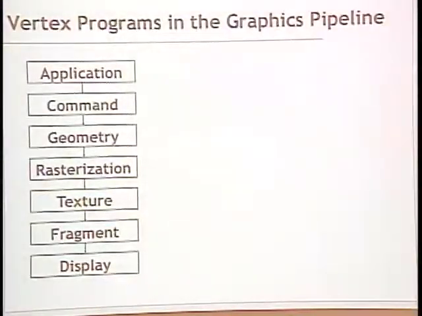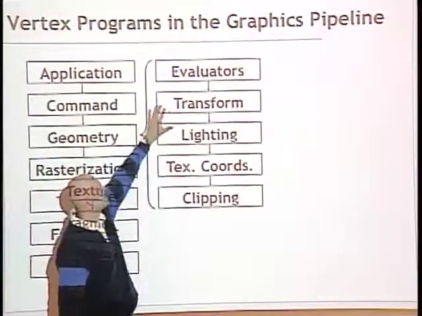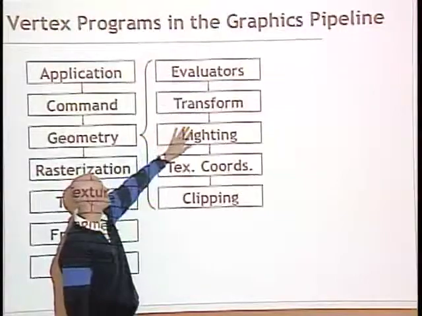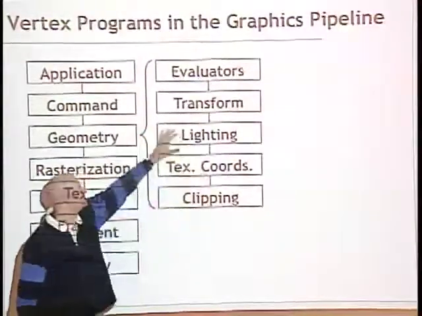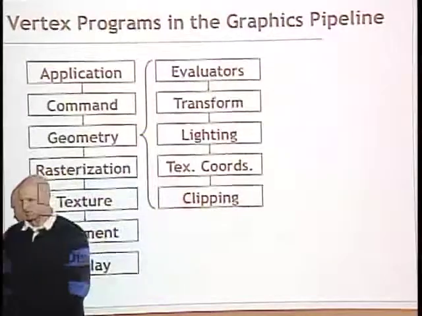Okay, so where do Vertex programs fall in the graphics pipeline? It's sort of this geometry part here. There's a bunch of stuff happening here. In particular, what we've talked about in at least a little bit of detail is the transformation and the lighting, and those are the only two that we've really talked about. You can generate texture coordinates, you can do clipping, and so on.